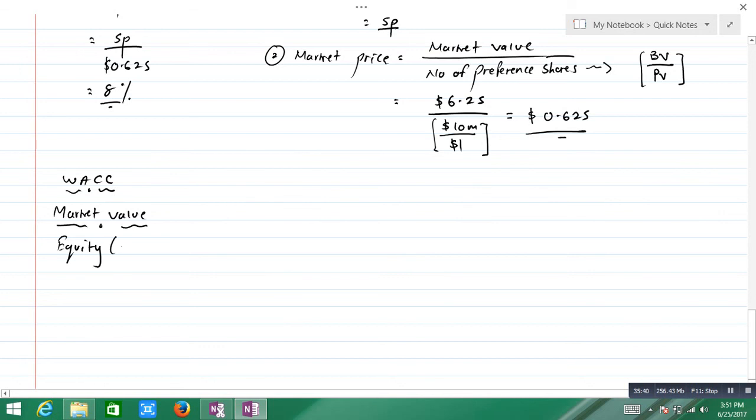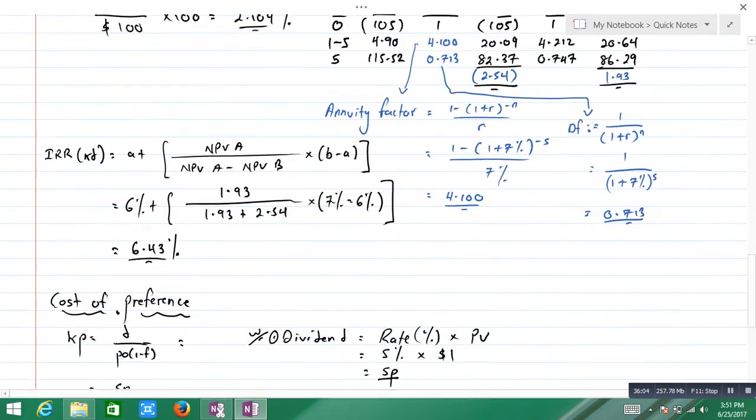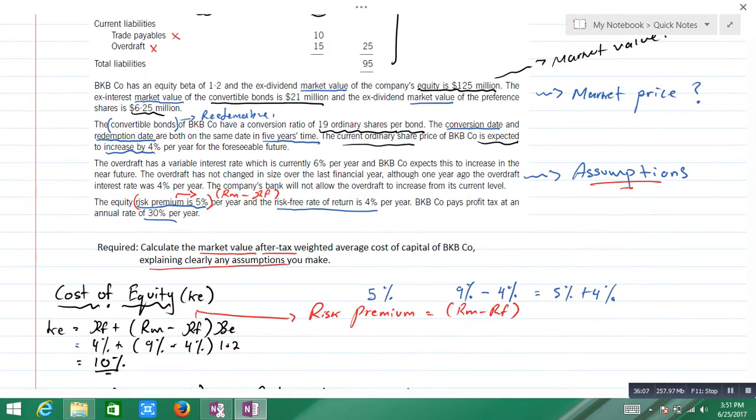Okay, so let's go back to the note over here and just copy and paste. Equity is 125 million. Convertible bond is 21 million, and preference shares 6.25 million. So let's copy paste here: 125 million, convertible bond is 21 million, and this is going to be 6.25 million. So that's the market value that we need.